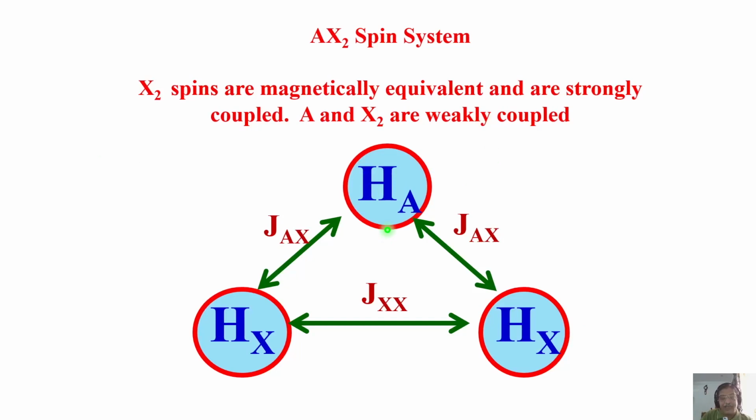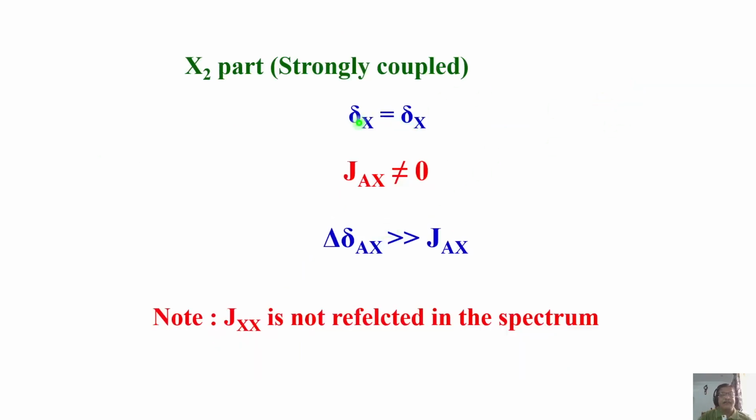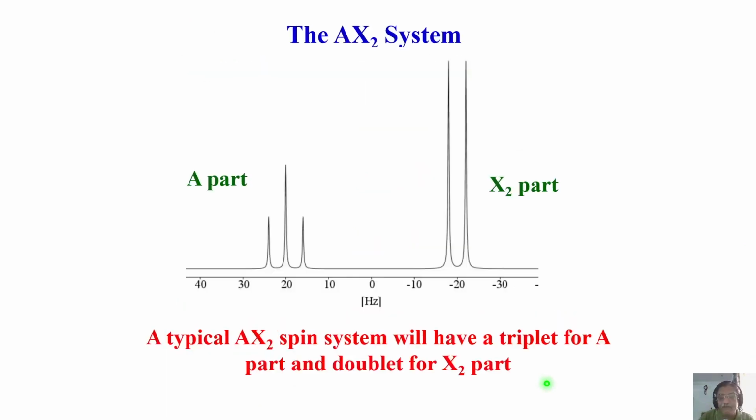That is the AX2 spin system. Delta X is far away from delta A, and JAX is not equal to 0. And this is the condition: the chemical shift separation for A and X is sufficiently large compared to JAX. This is called the AX2 spin system. This is A, this is X2. And in this case, X2 coupling is not seen in the spectrum. Please remember, this is a classic example of an AX2 spin spectrum.